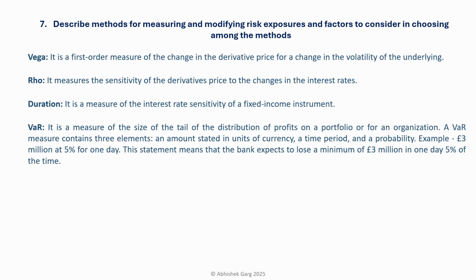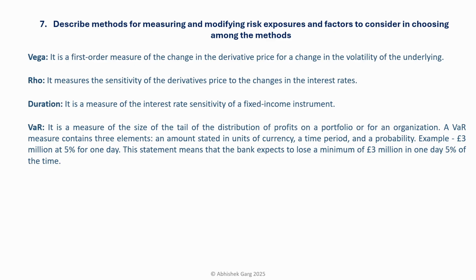VAR. VAR is known as value at risk. This is the most important risk measure used in the CFA curriculum. It's a measure of the size of the tail of your distribution. A VAR measure contains three elements: an amount stated in the units of currency, a time period, and a probability. For example, 3 million at 5% for one day. That is a VAR measure.